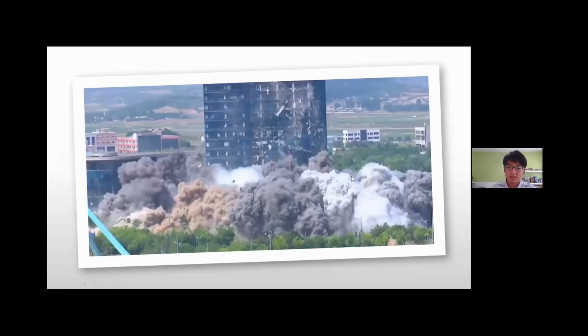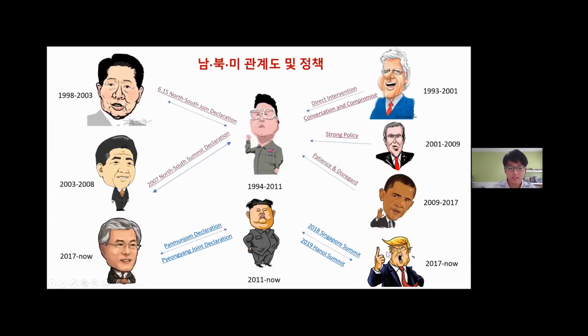Now this is the most fun part, I guess, because it's a current issue. Currently, Moon Jae-in is the South Korean president, Kim Jong-un is the leader, and President Trump is in charge of the United States right now. 2018 was the best year for all three countries because there were 3 summits between the South Korean president and the North Korean leader, and also 2 summits between the United States and North Korea.